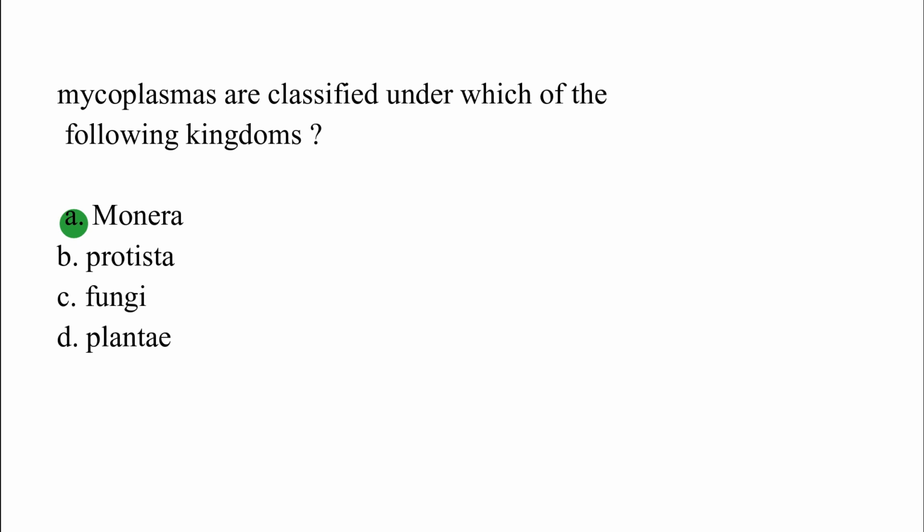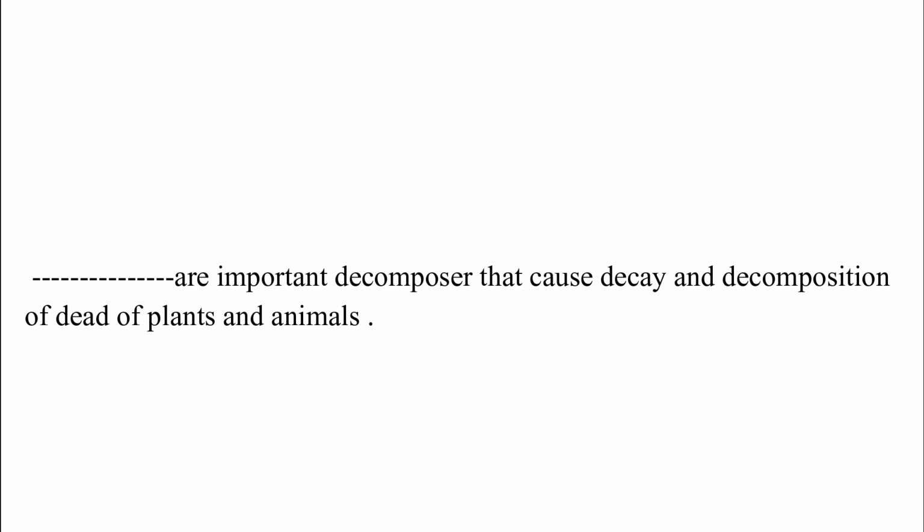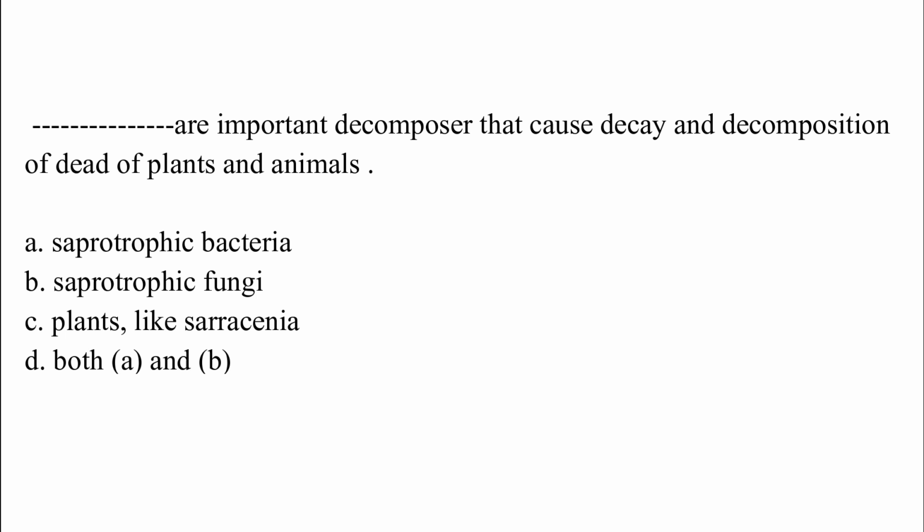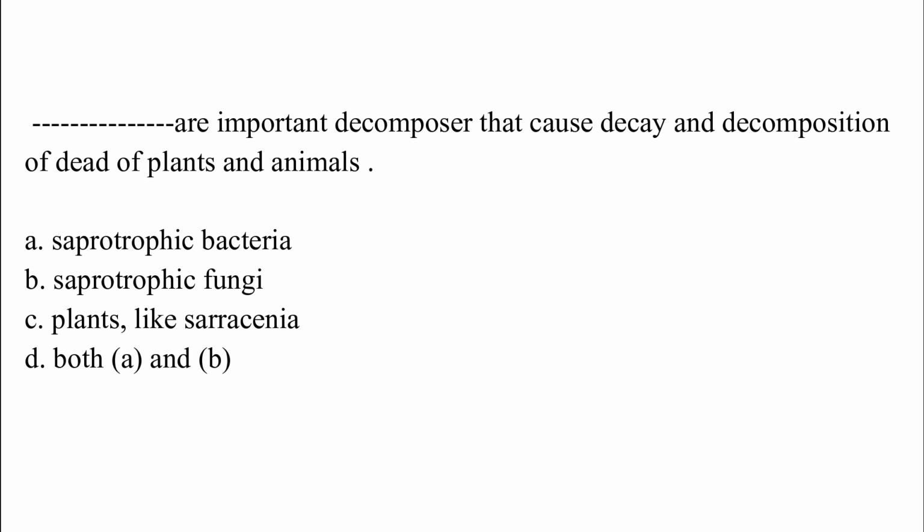Dash are important decomposers that cause decay and decomposition of dead plants and animals. Option A, saprophytic bacteria. Option B, saprophytic fungi. Option C, plants like Sarracenia. Option D, both A and B. The correct answer is option D, which is both A and B. Saprophytic bacteria and saprophytic fungi are both decomposers that cause decay and decomposition of dead plants and animals.